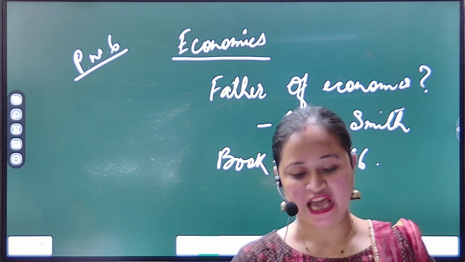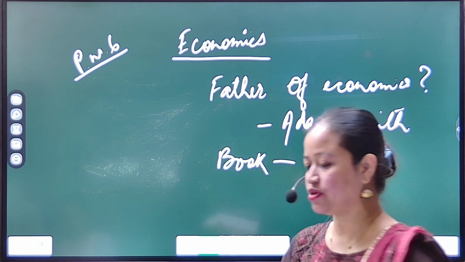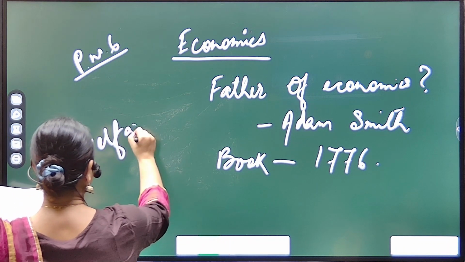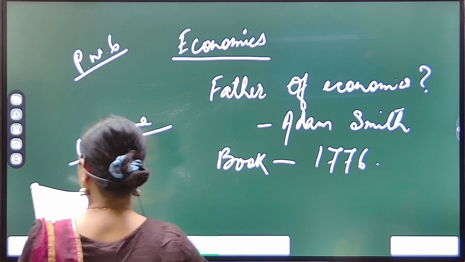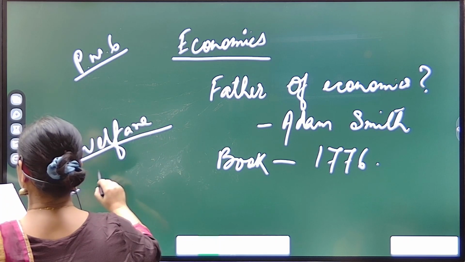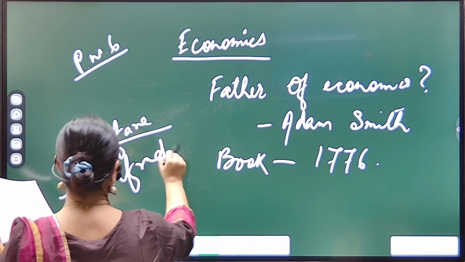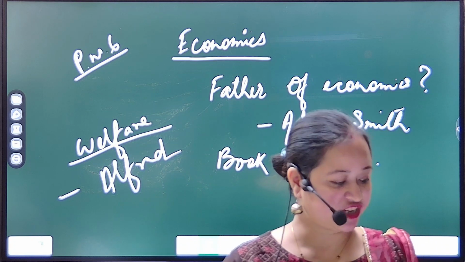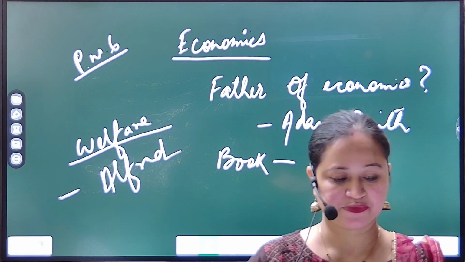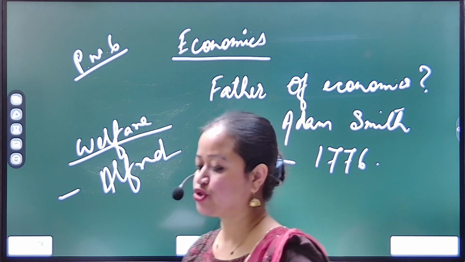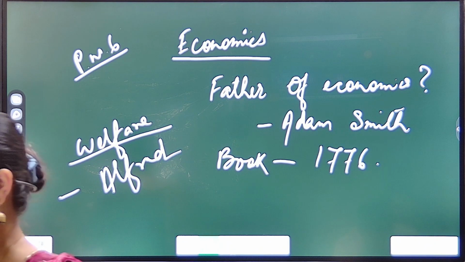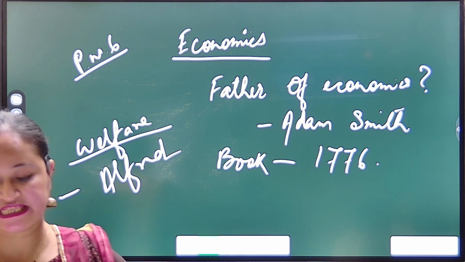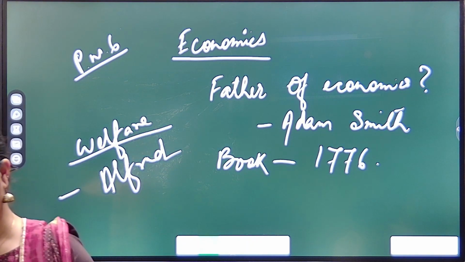Fine. Now next one, welfare definition. Next question you write down, who has given the welfare definition of economics? So you have to write Alfred Marshall. It's in page number 7. You have to write the welfare definition is given by Alfred Marshall. And he was the follower of Adam Smith. So after Adam Smith, it is Alfred Marshall. Fine. So here, Alfred Marshall was the follower of Adam Smith.